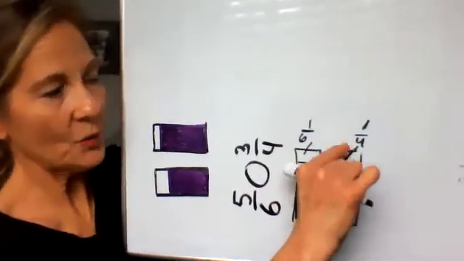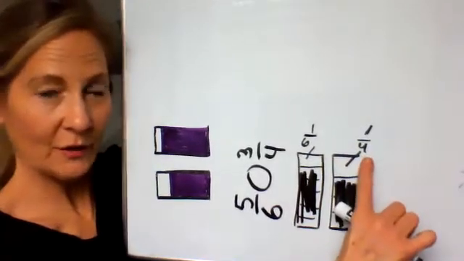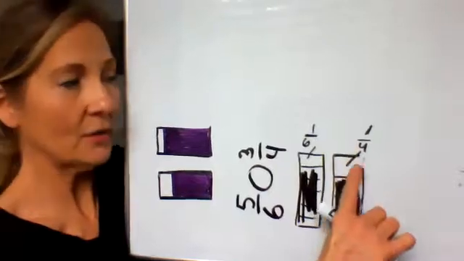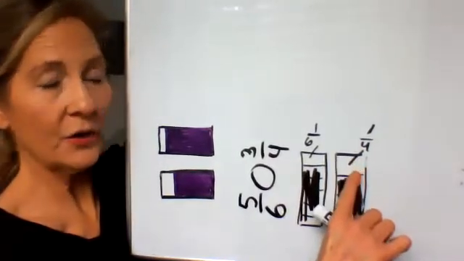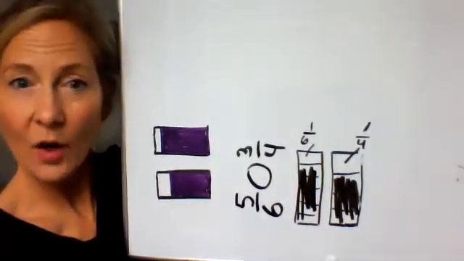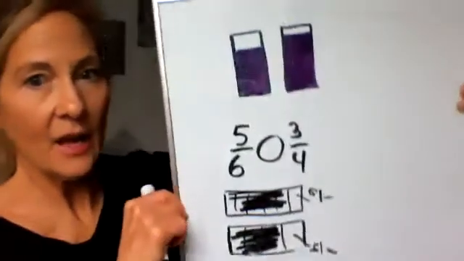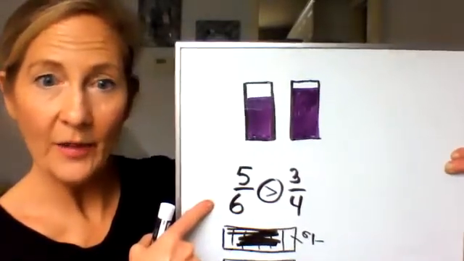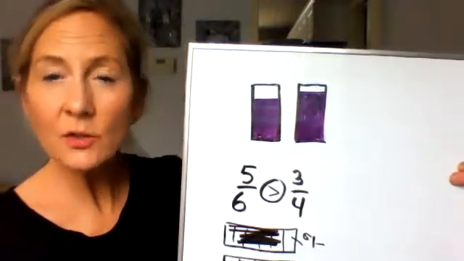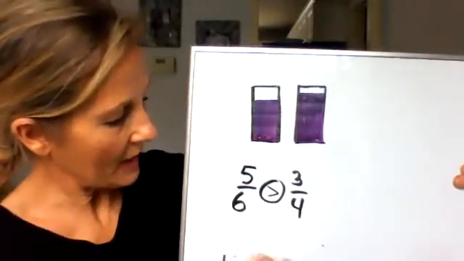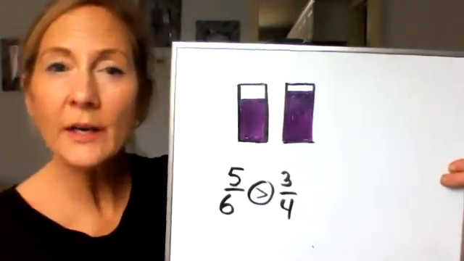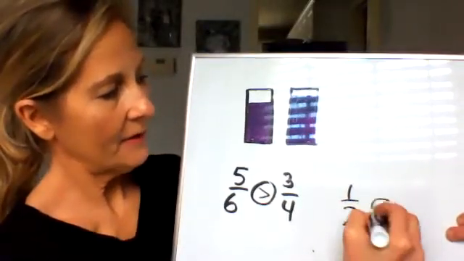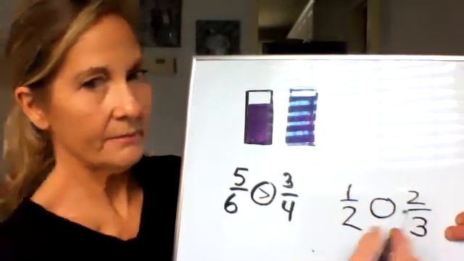3/4 has 1/4 of the way more to go until it's full. 4ths are larger than 6ths, so it's got a larger amount missing, or a larger part that you need in order to have the whole. So I can say that 5/6 is a greater amount than 3/4. Let's do a couple more where the two fractions you're comparing are 1 unit away from a whole each. 1/2 and 2/3.